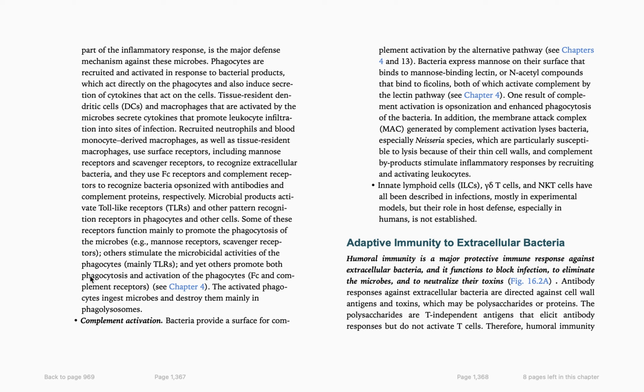Innate lymphoid cells, gamma delta T cells, and natural killer T cells have all been described in these infections, mostly in experimental models, but their roles in host defense, especially in humans, are not established.